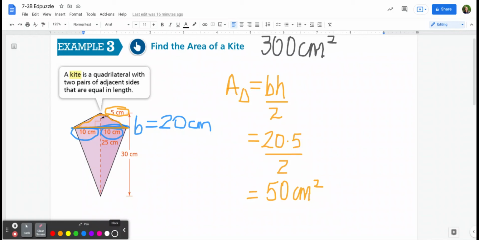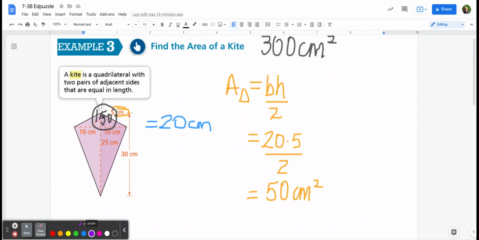So I'm going to write it inside that triangle, 50 centimeters squared. Make sure you can read it. 50 is that top triangle. Now let's find the area of the bottom triangle.